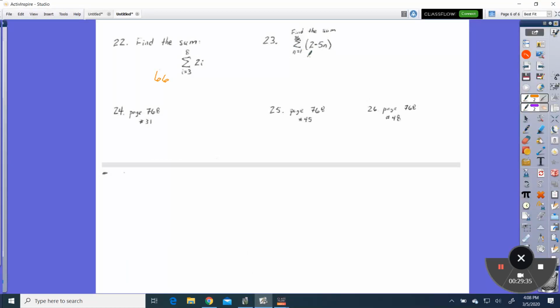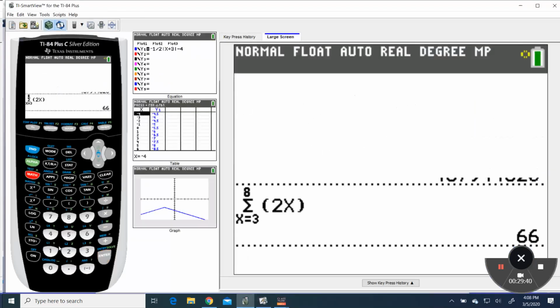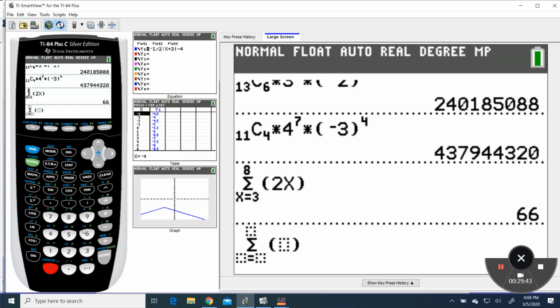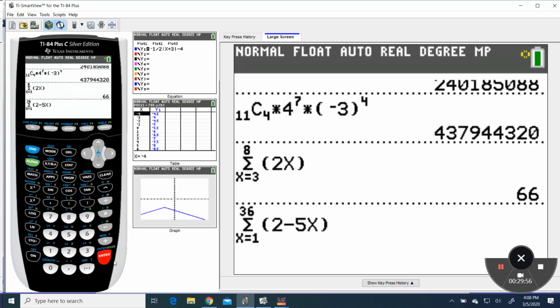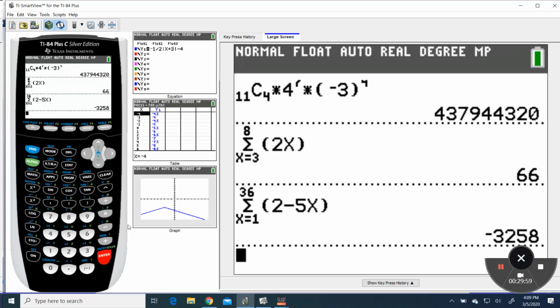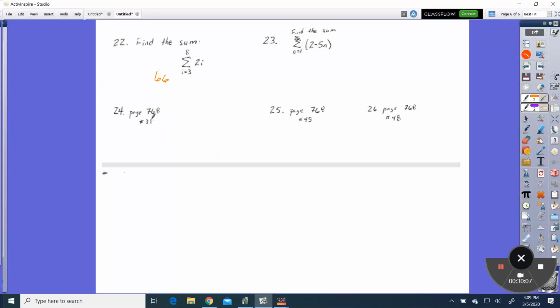Same thing on this one. You can just type that right into your calculator. Math, 0, x, 1, 36, 2 minus 5x. Hit enter. Negative 3258. And there it is. So again, on the paper, there are other ways to find this, so I show them to you on there. Okay. So negative 3258.